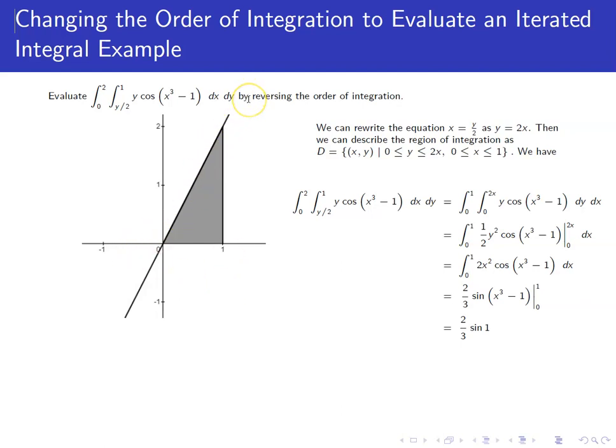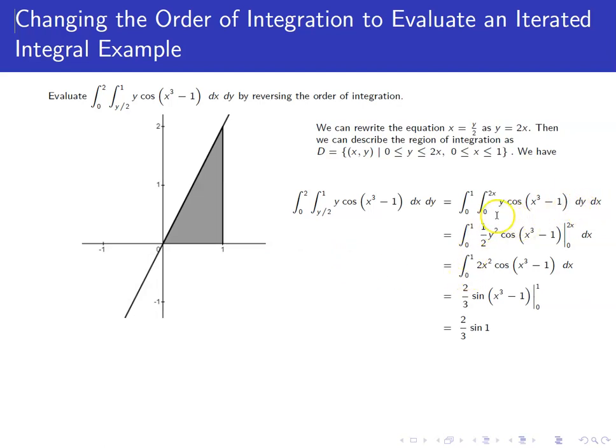Now if we choose to integrate with respect to y first, that means we hold x constant, and we know the y's go from 0 to 2x. And we also now notice that our x's go from 0 to 1. So now we're ready to do this integral by setting it up in the other order.